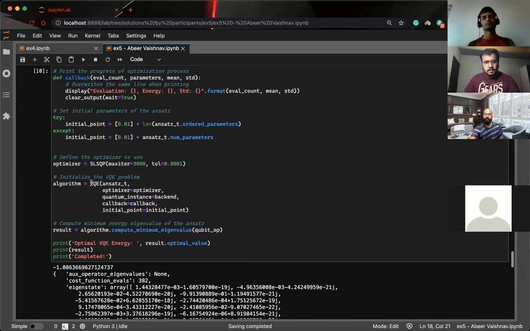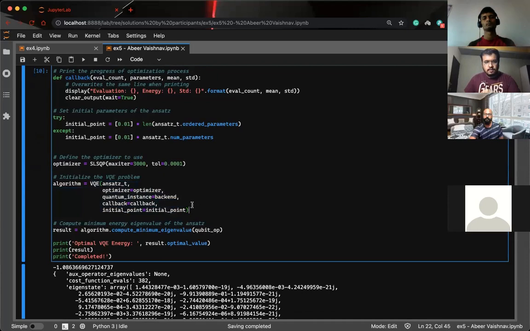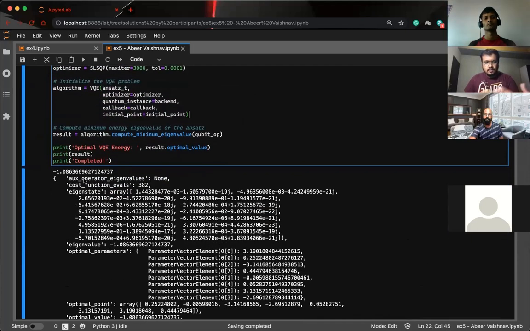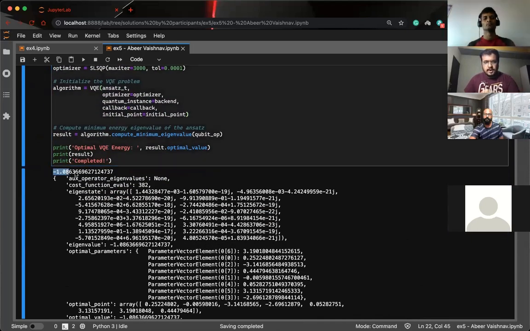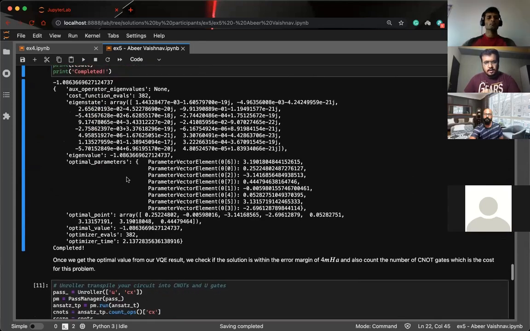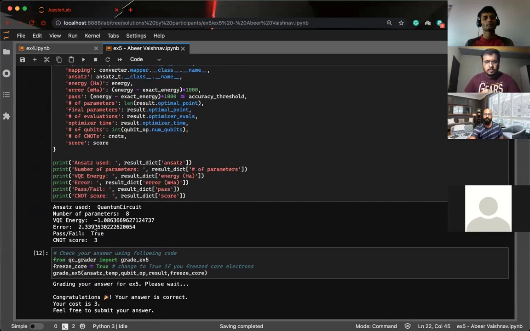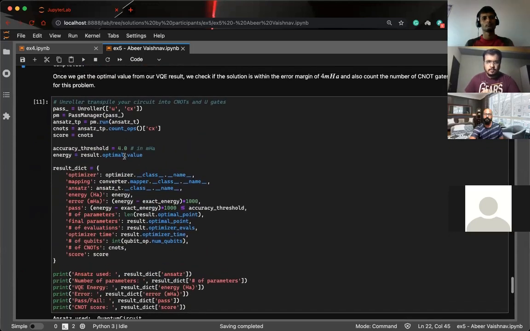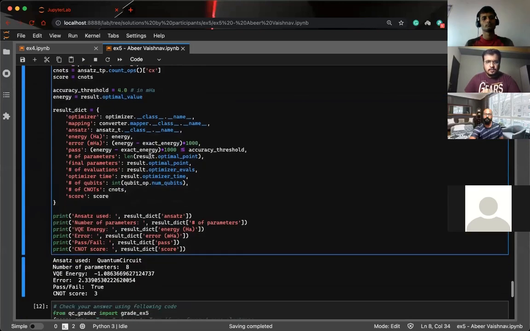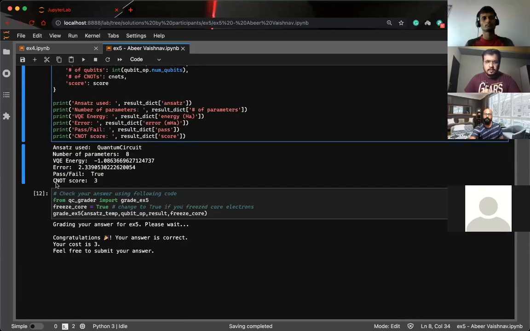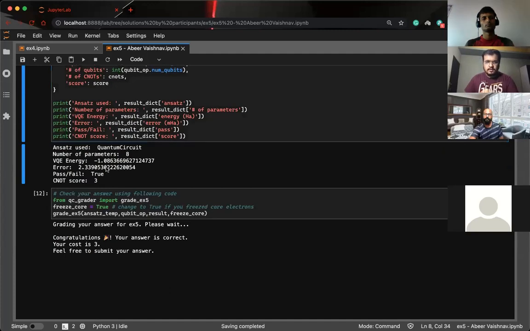Then finally we run our optimization loop here using the VQE function, and the optimization happens, and we get this particular energy, which has an error of 2.33 millihartree. The threshold was 4 millihartree, as you can see here. So it is within the threshold, and the CNOT score is 3, which is the least score.